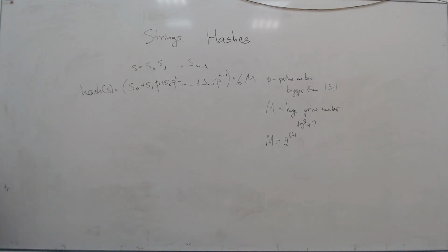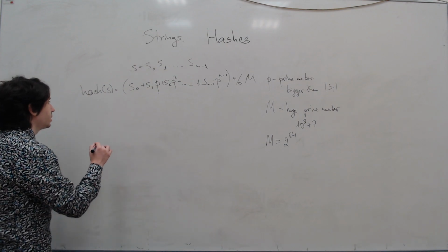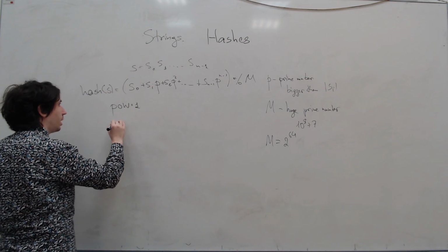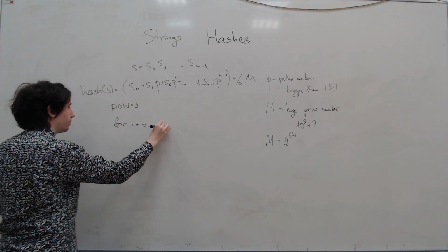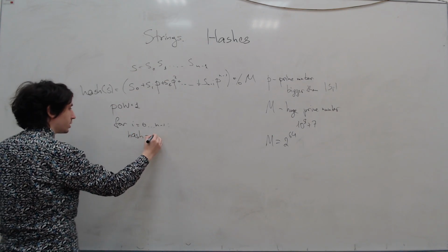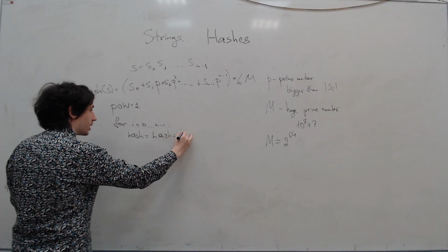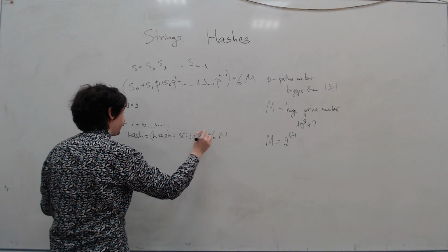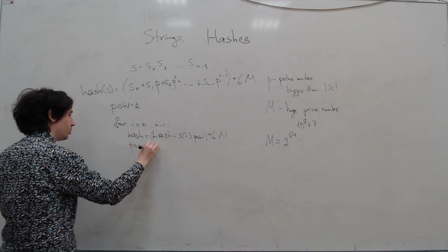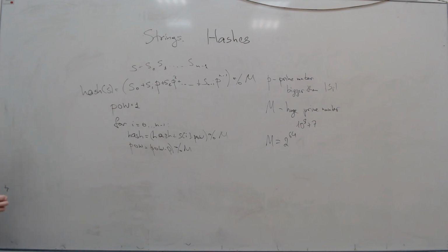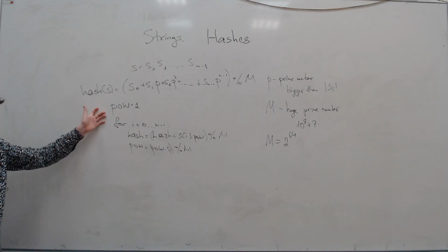So let's write the algorithm first. You have pow, which is equal to 1, and then you go for i equals 0 to n minus 1, do hash equals hash plus s_i times pow modulo M, and pow equals pow times p modulo M. That's it. That's the whole algorithm to calculate the hash of the string.